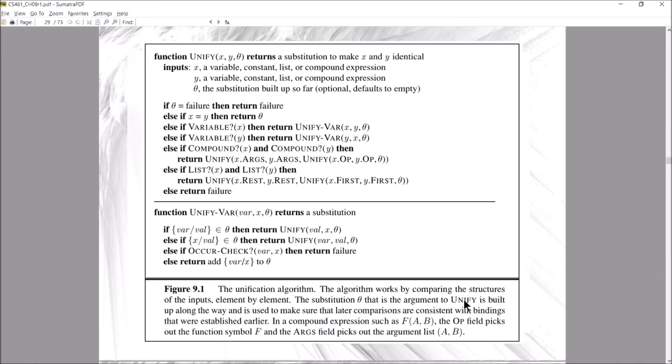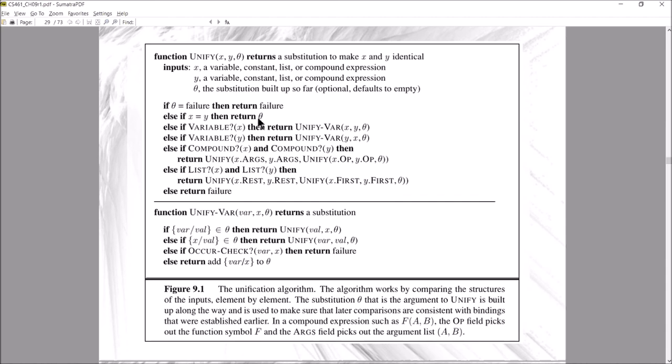So I won't go through the entire thing, but if at any point in the process your solution equals failure, then you return failure. If x equals y, then return the theta, return that substitution. Because what does that mean? It means that the sentences are both the same. That's one of your base cases, right? So you got two base cases here. Either the substitution is set to failure, or the two sentences, or those two structures that were passed, are the same. And so whatever substitution you had built up to that point, that's what unified it.